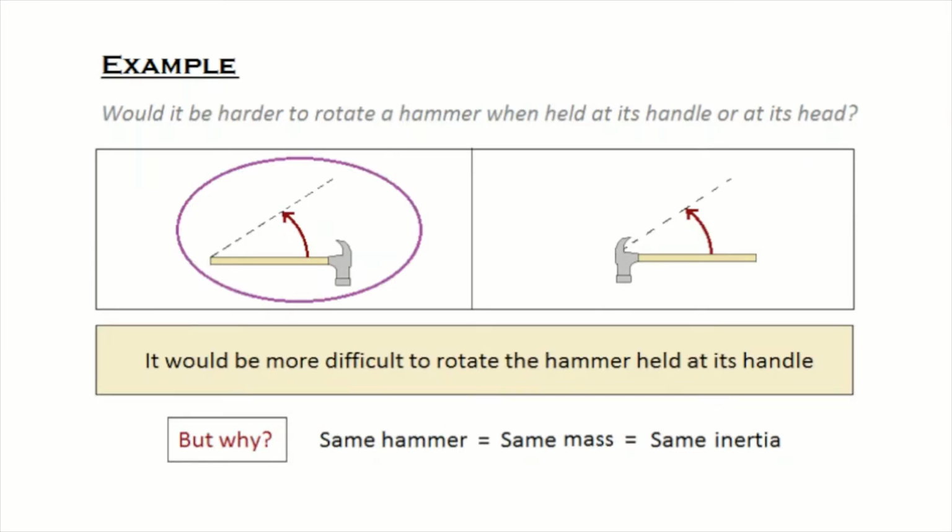If you tried this out, you would find that the hammer on the left, the one held from the handle, is much harder to rotate. It's much harder to change the rotational motion of. So therefore, we would say it has more rotational inertia. But why is that? It's the same hammer, it's the same overall mass, and as discussed on the last slide, it has the same overall inertia. So there must be something more to rotational inertia than just the overall mass of the object.